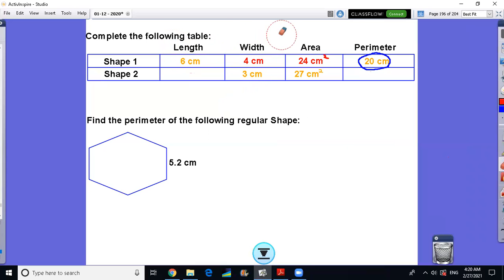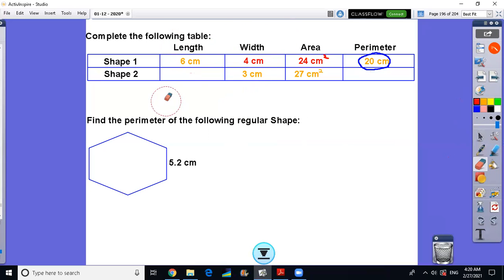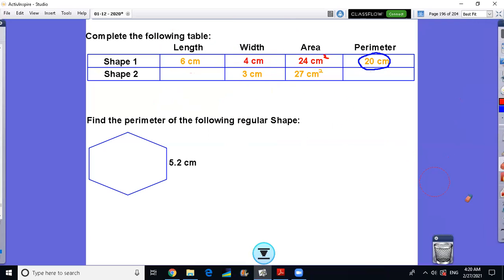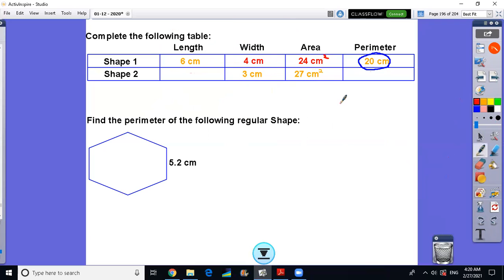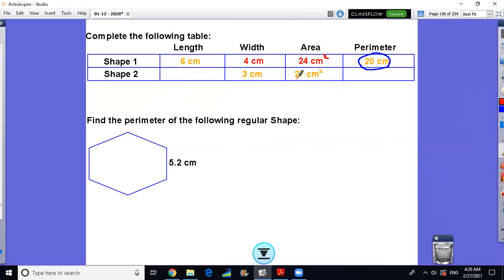Here it is. It is 4 centimeters. Okay. What about this, Mr. Ahmed? They gave you the width and they gave us the area and they want the length and the perimeter. Oh, come on. Area is 27.